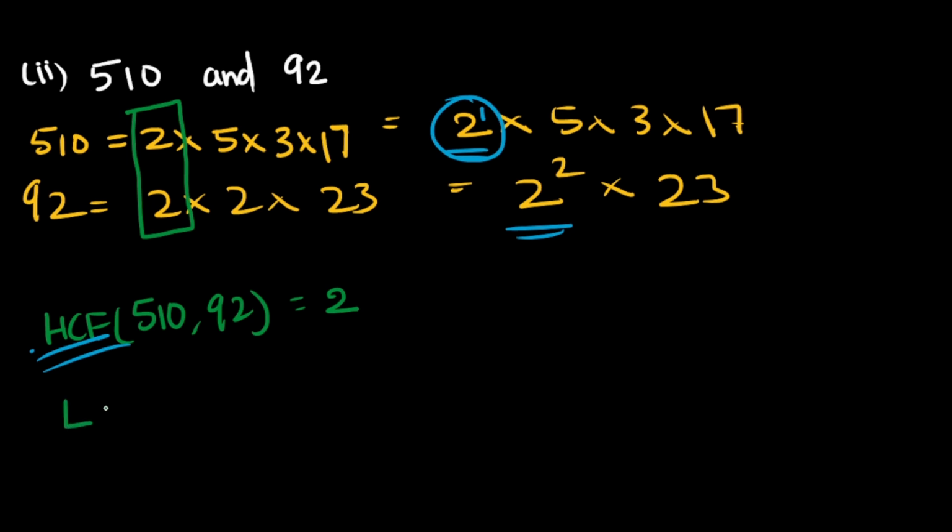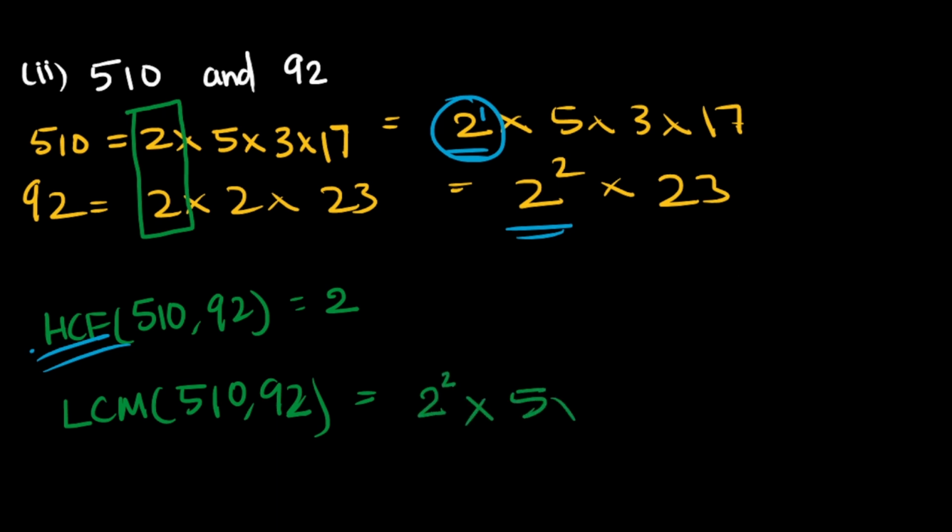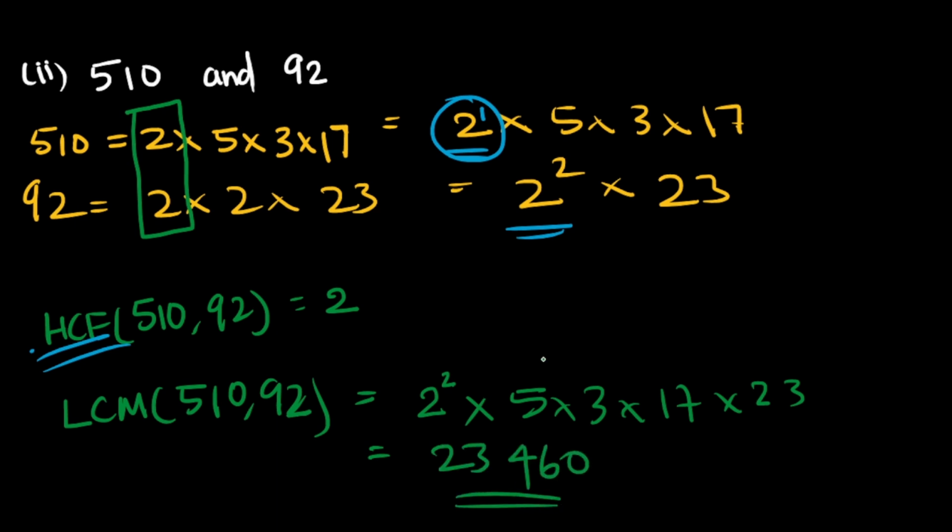What about LCM? For finding the LCM of 510 and 92, you can see here 2 is common, right? And with the highest power, that is 2 raised to 2. So write 2 raised to 2 over here. Then whatever is remaining, you will write: 5 into 3 into 17 into 23. When you multiply this, you will get 23460.